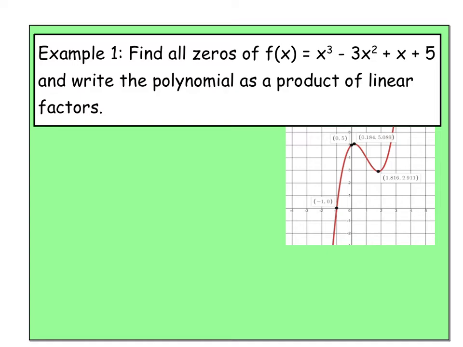Here is a polynomial where we want to find all the zeros of f of x equals x cubed minus 3x squared plus x plus 5. We also want to write the polynomial as a product of linear factors. When we're trying to find all zeros, similar to quadratics, you can look at the function and see if it's factorable. Sometimes these things are factorable by grouping, and you can get the zeros that way. If that fails, then you're probably going to have to go to a graph in order to get a rational zero to then do some sort of division.